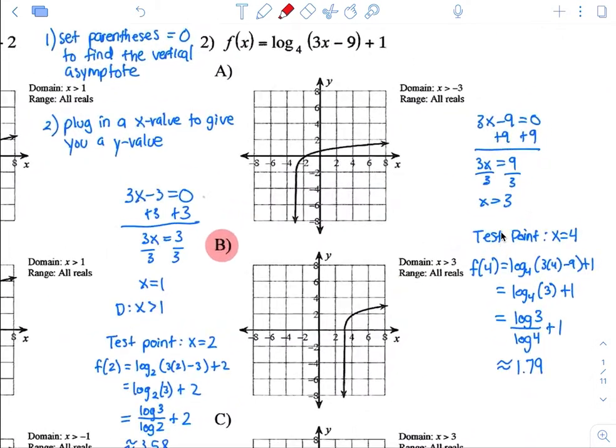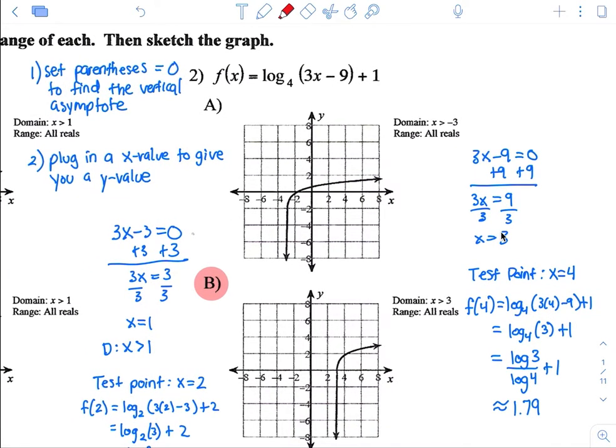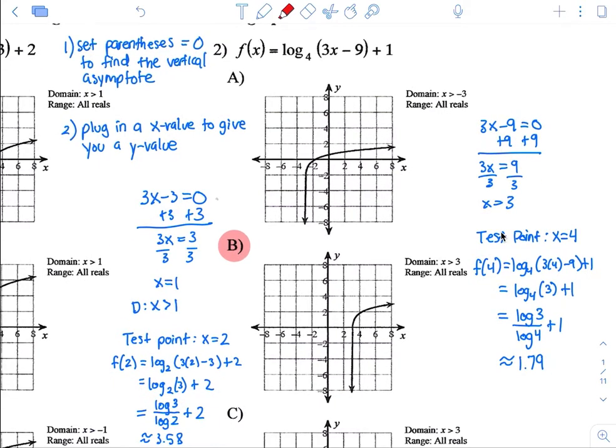Alright, let's go to number 2. Number 2, you gotta set the parentheses equal to 0. So I did, added 9 to both sides, divided both sides by 3, and you get x is equal to 3, which means your domain has to be x is greater than 3. So look for all the ones that fit that.